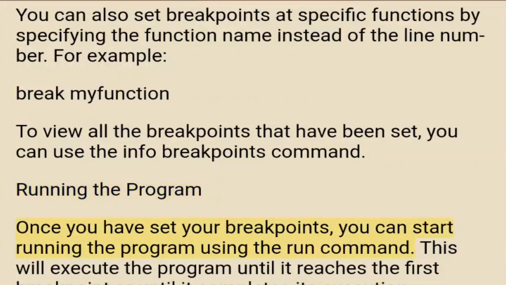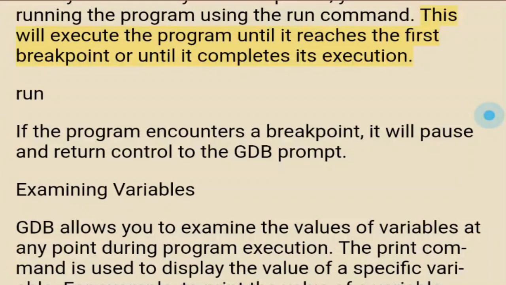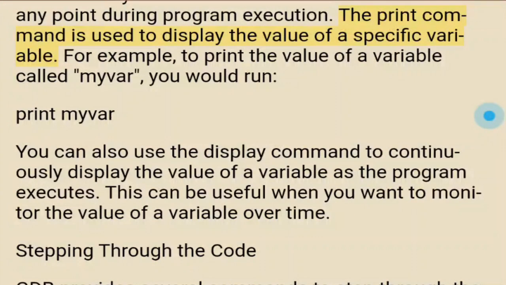Running the program. Once you have set your breakpoints, you can start running the program using the run command. This will execute the program until it reaches the first breakpoint or until it completes its execution. If the program encounters a breakpoint, it will pause and return control to the GDB prompt. Examining variables. GDB allows you to examine the values of variables at any point during program execution. The print command is used to display the value of a specific variable. For example, to print the value of a variable called myvar, you would run print myvar. You can also use the display command to continuously display the value of a variable as the program executes. This can be useful when you want to monitor the value of a variable over time.